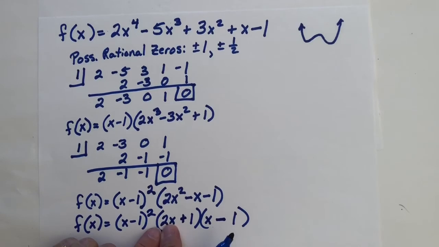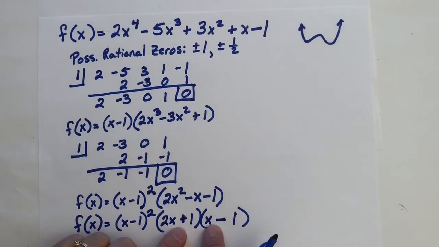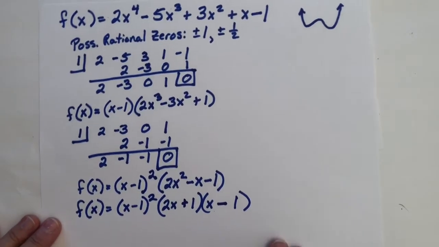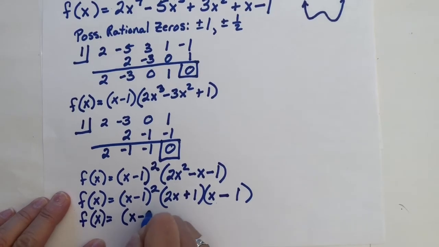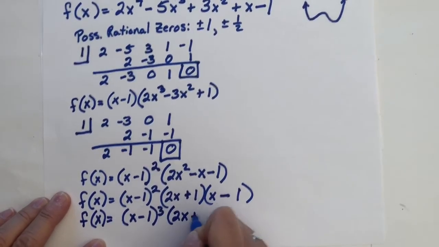So on the outside, I'd have negative 2x. On the inside, I have a positive 1x that adds up to negative 1x. Notice I have a third factor now that is x minus 1. So let's put that together. So I have f of x equals x minus 1 cubed times 2x plus 1.